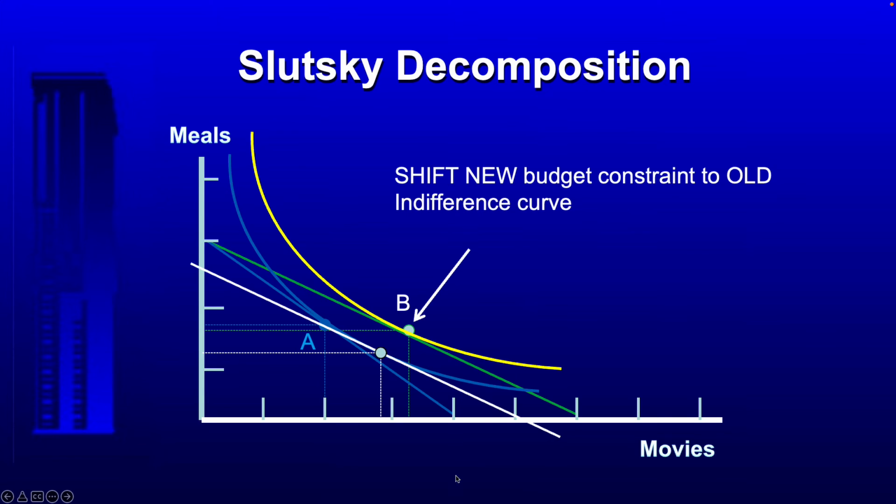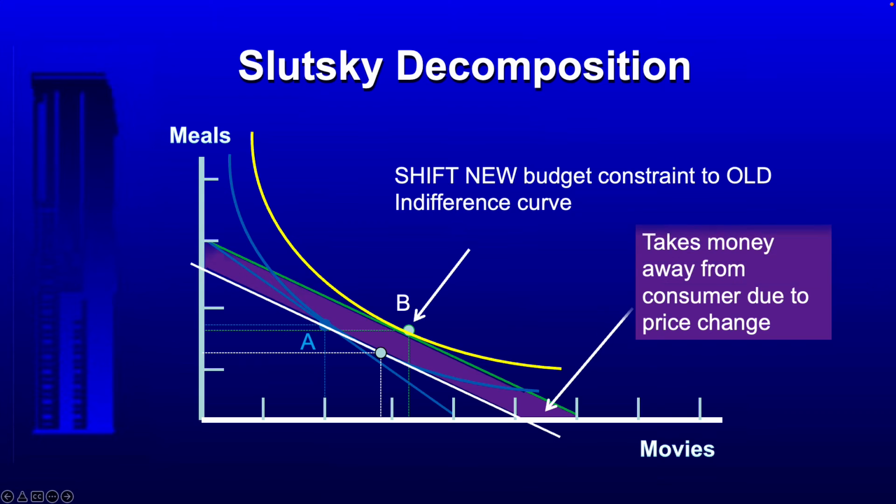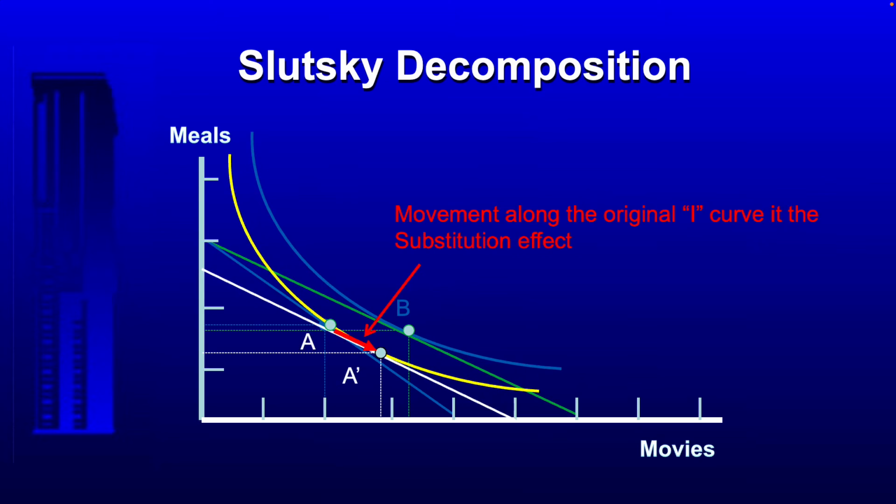Okay, so that takes away the extra buying power. Now we want to look at just how much substitution between, say, meals and movies he would make if he didn't get any more buying power as a result of the decrease in the price of movies. So the distance marked by the red arrow will show us what the actual substitution effect is going to be.